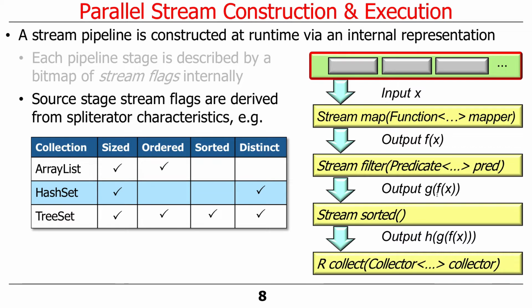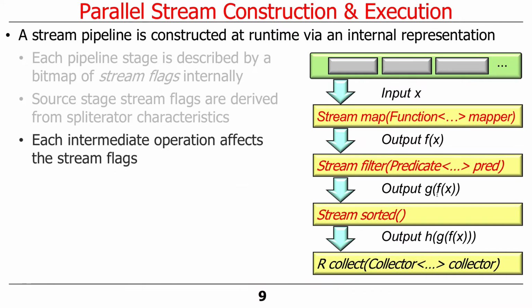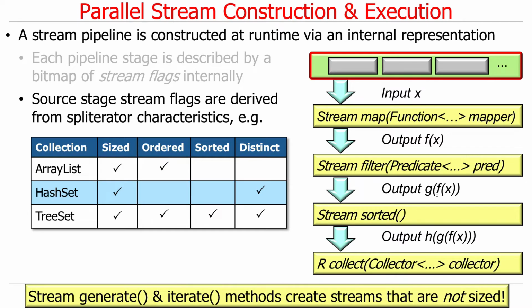A tree set, in contrast, is sized, ordered, sorted, and distinct. So it's got all the little check marks flagged. Interestingly enough, some of the stream factory methods like generate and iterate will create non-sized streams. They could potentially be infinite in their duration, in their size, because they're just going to keep generating until you say uncle, or until you say limit, or something like that, or until your program runs out of memory.